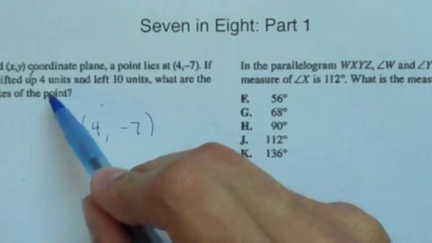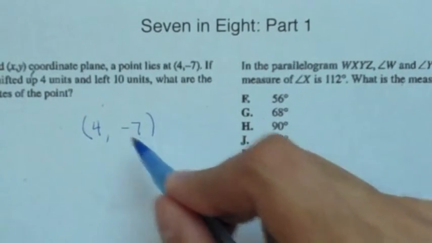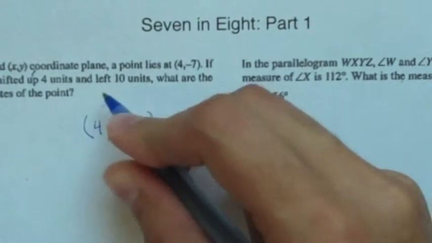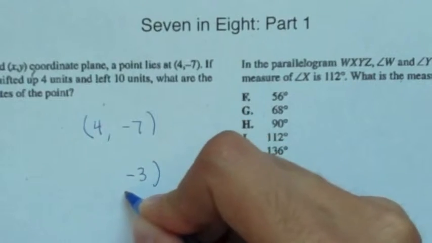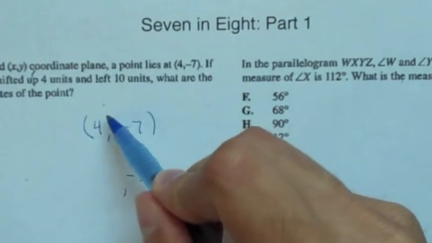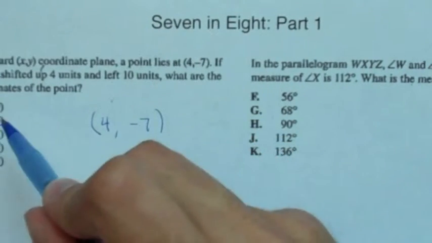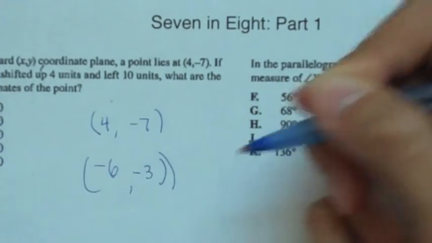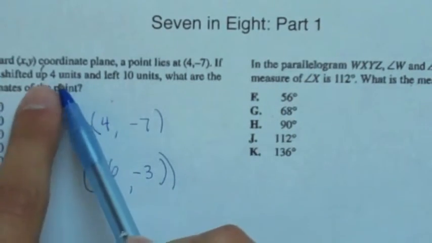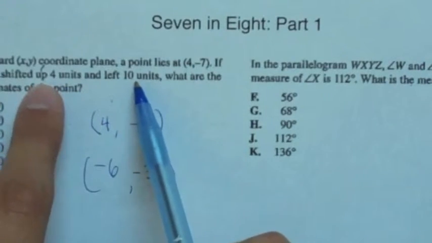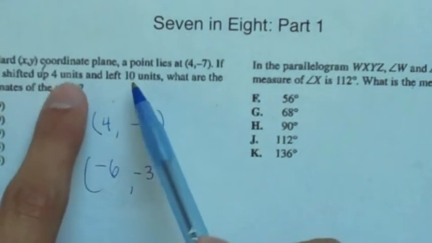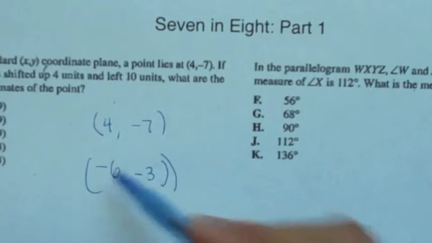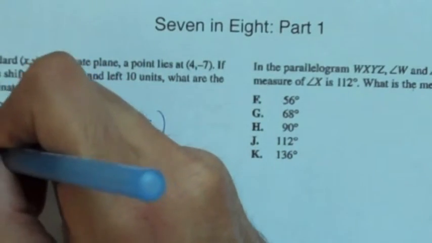If we are going up 4 units though, that's going to affect my y. If I'm at -7 and I go up 4, my new y is going to be -3. And if I go left 10, if I'm at +4 and I go left 10, that would take me all the way to -6. The big thing that might mess you up on this problem is the fact that they put the up first and left second. They did that intentionally to mess you up. Just as long as you keep that straight, the correct answer is (-6, -3), which is choice D.